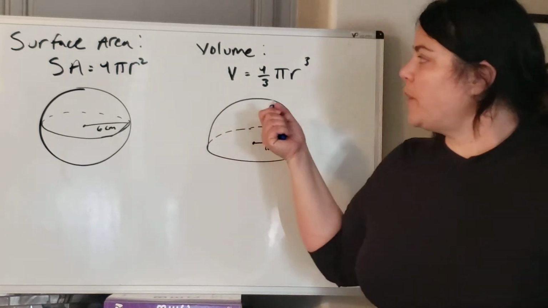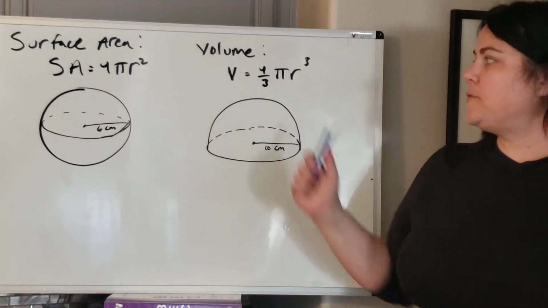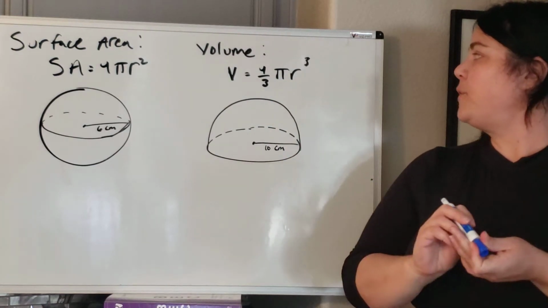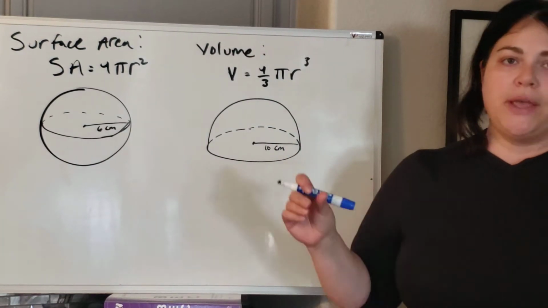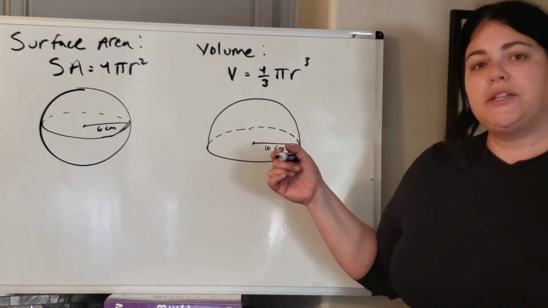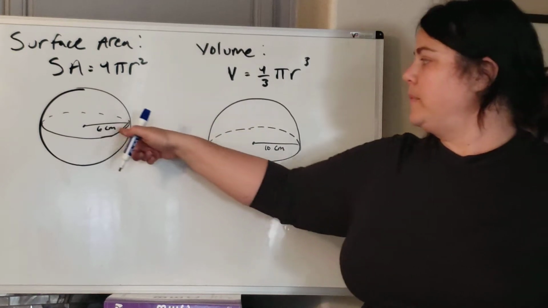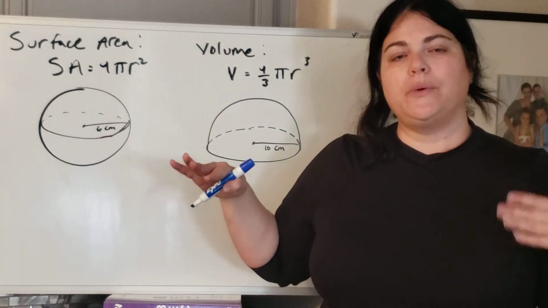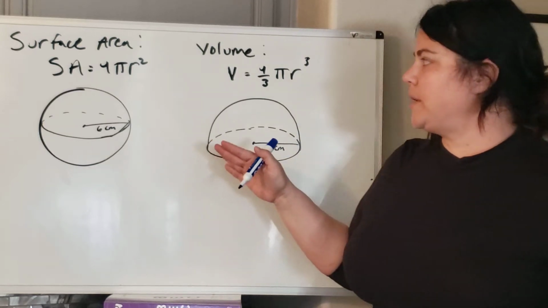Okay, so we've got two formulas. The formula for surface area is 4 pi r squared. The formula for volume is 4/3 pi r cubed. All we need to do is plug in r. So again, you want to make sure that you have r, the radius. If you are given the diameter, you want to make sure that you cut that in half so that you're dealing with the radius.